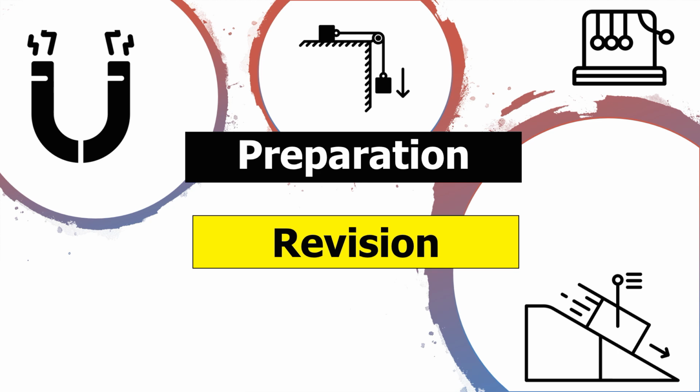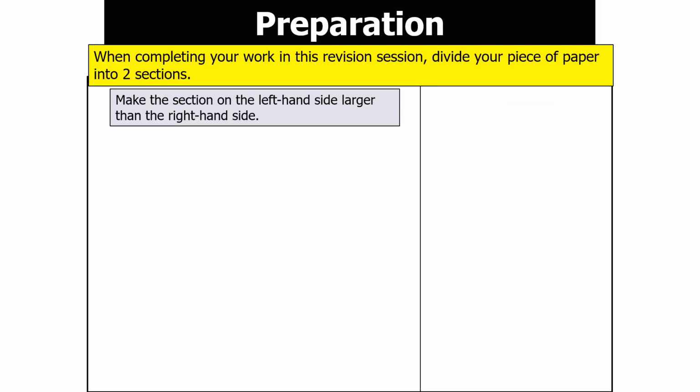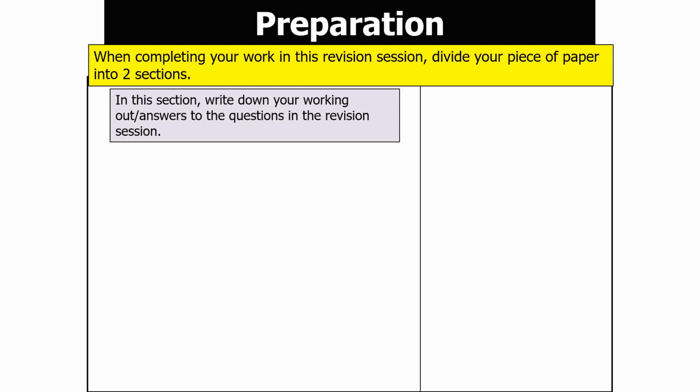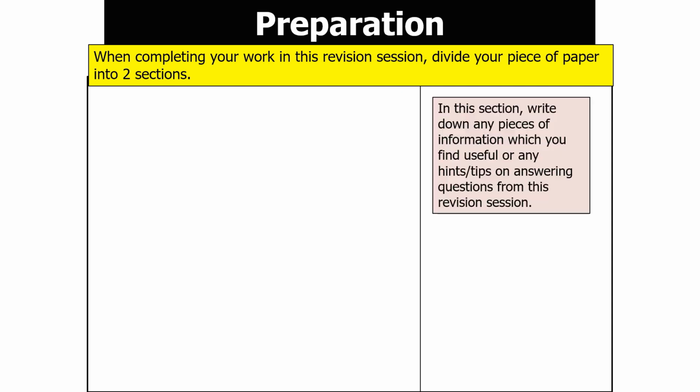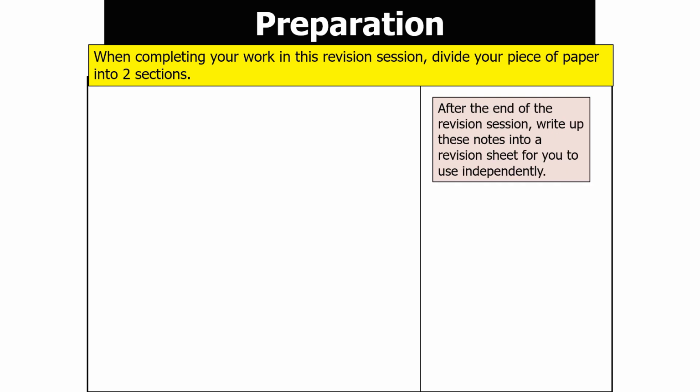So how should you prepare for this revision session? When you complete your work in this revision session, divide your piece of paper into 2 sections. Make the section on the left hand side larger than the right hand side. Then in this left hand side section, write down your working out and answers to the questions in the revision session. When you're doing this, make sure you write your answers in full sentences and show full working out. Whilst in the right hand side, write down any bits of information or any hints and tips on answering questions from this revision session, and after the end of the revision session write up these notes into a revision sheet for you to use independently.